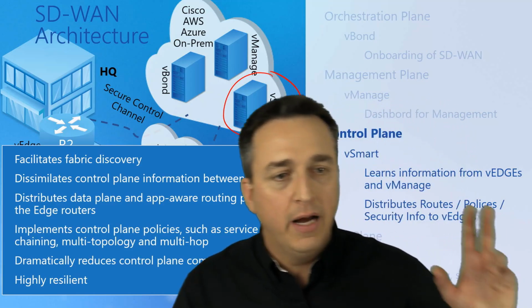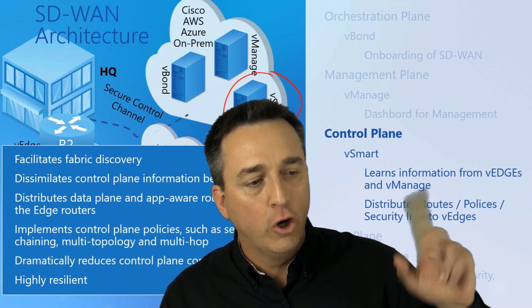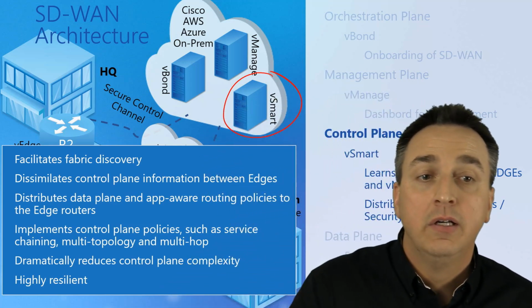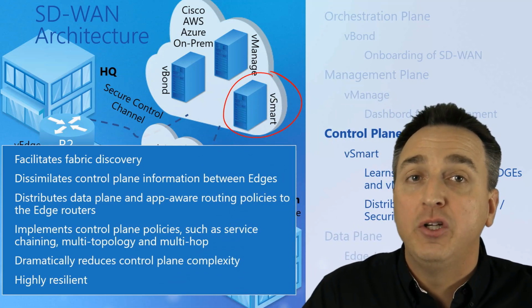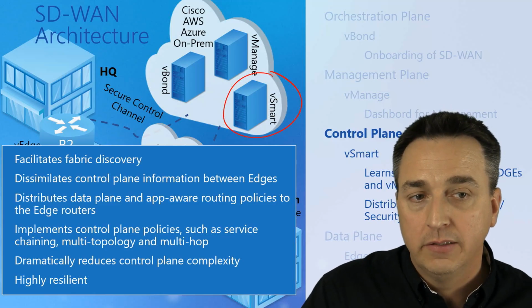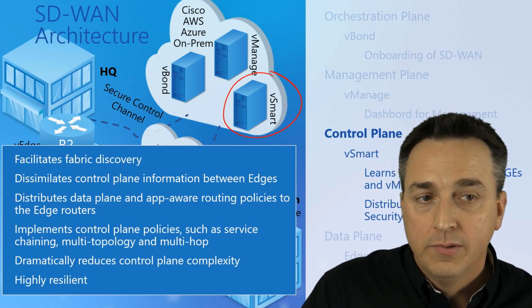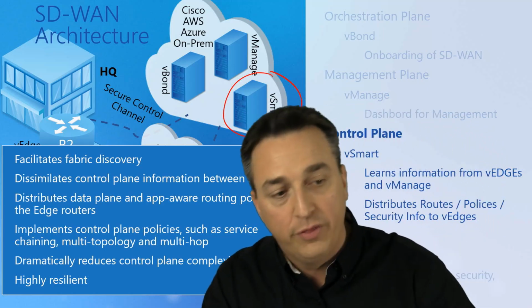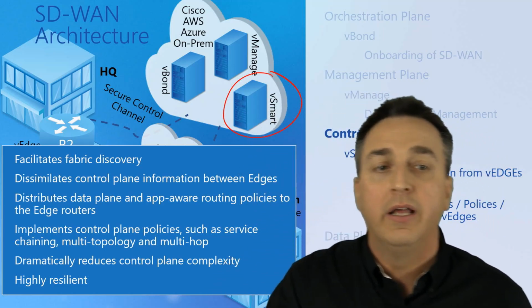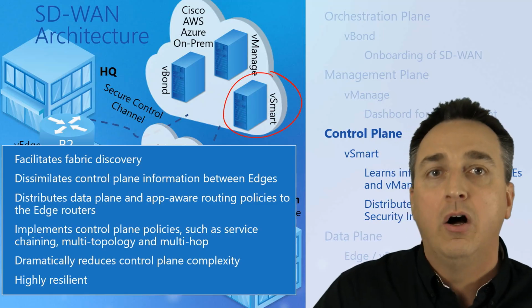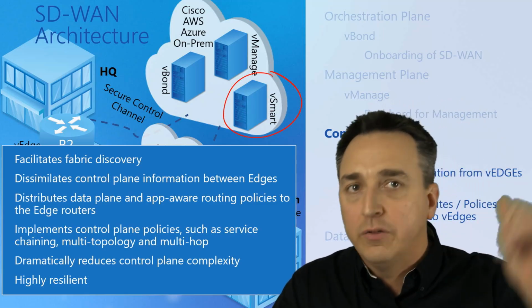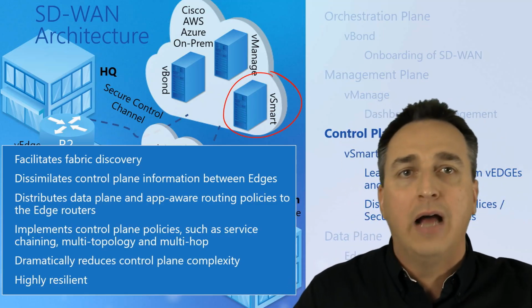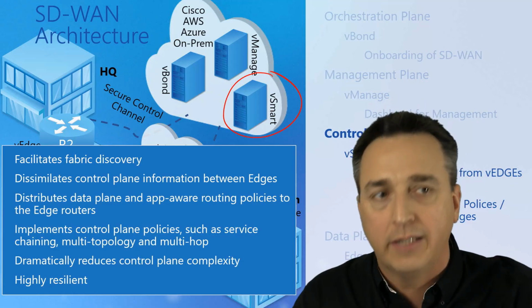So when we talk about learning information from vEdges, right, we can gather what? Telemetry data from WAN devices. That's what we can do. And when we tell things, distribute routes, policy, security, right? That's when we are updating it on what do you need to do? How does your VPN need to be set up? How are you going to handle traffic? What protocols are you going to use to secure it, et cetera, et cetera.